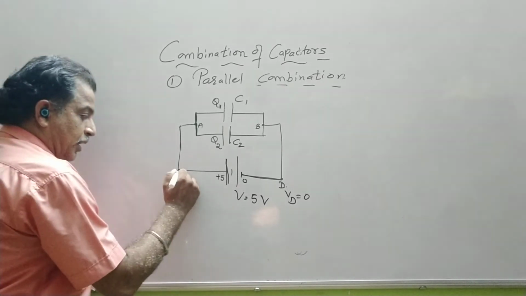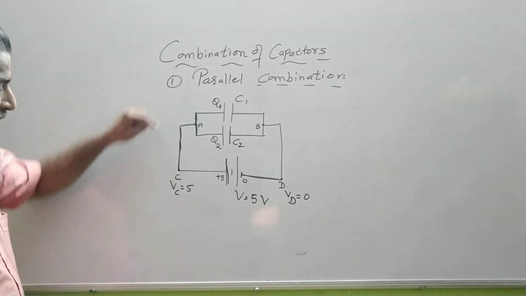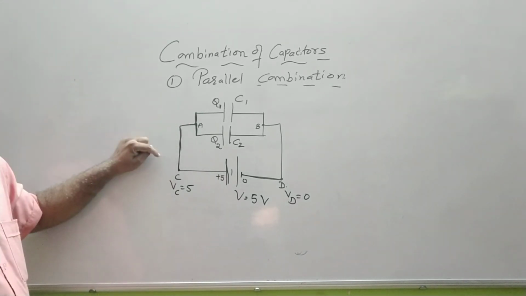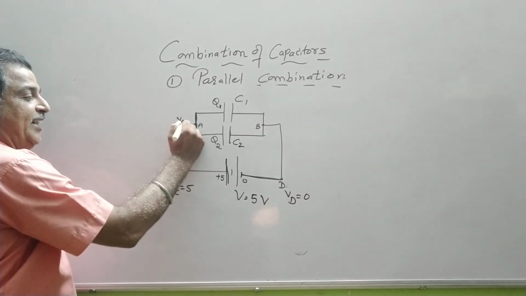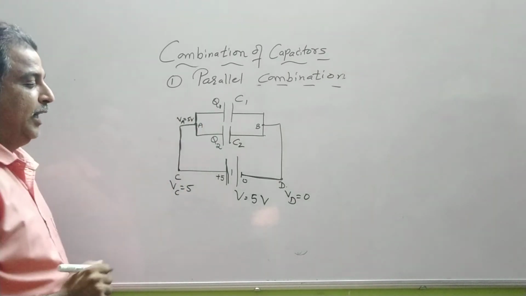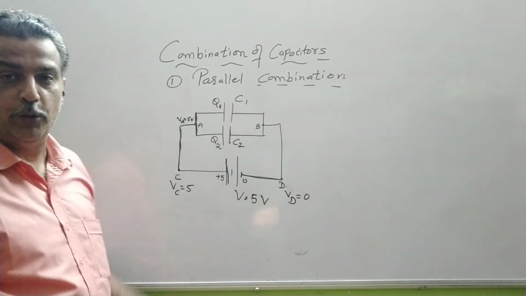Similarly, while moving from C to A, there are no other components, it is simply a conducting wire. So the potential at A is also 5 volt, and when I move from the negative terminal to point B, there is no other component.